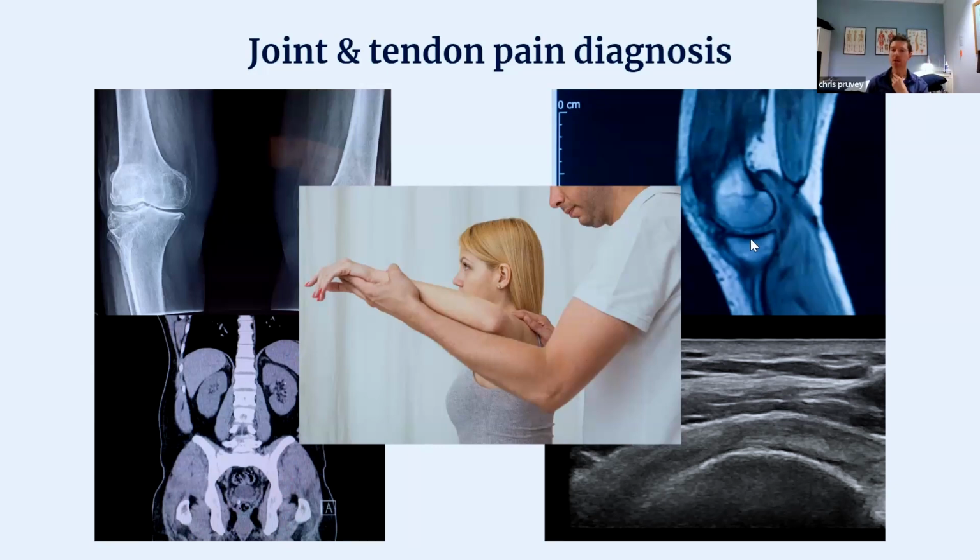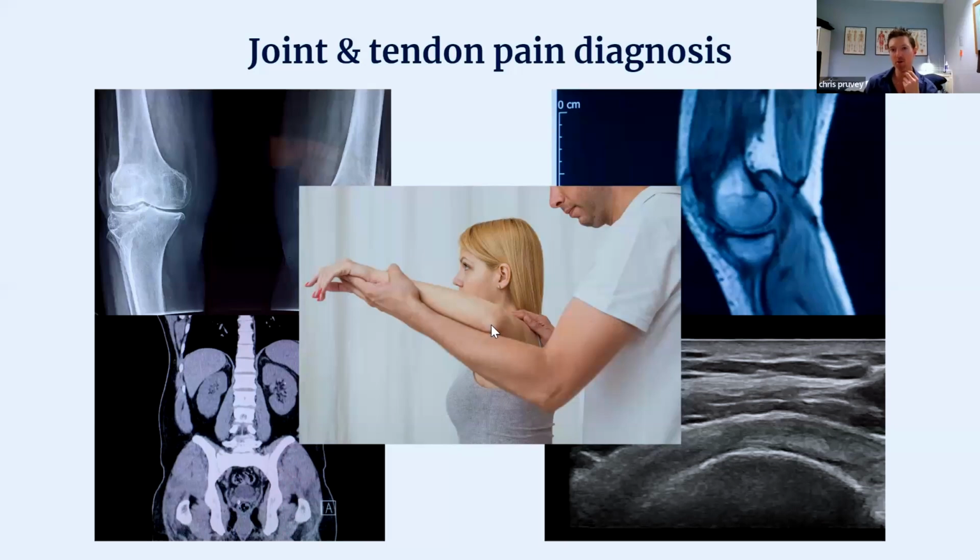MRI scans can be used for a variety of things. That's probably the most comprehensive type of scan that we can use within musculoskeletal imaging, so looking at tendons and joints. CTs are rarely used, but I've popped it there because they're occasionally used. And in the bottom right corner, you've got an ultrasound scan of a shoulder tendon.